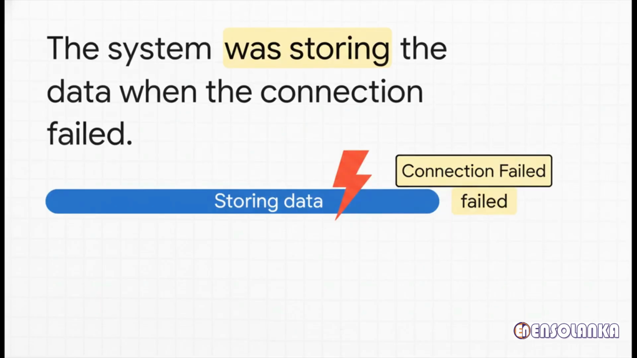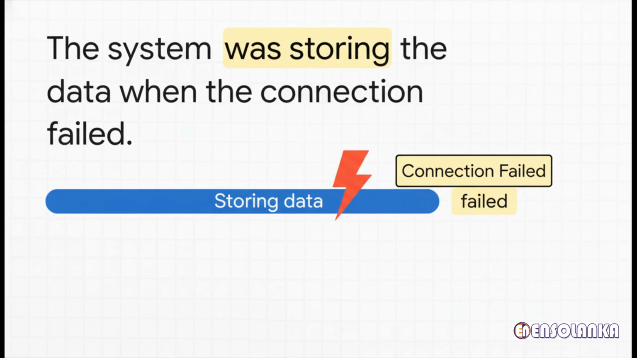And finally, we have this. The system was storing the data when the connection failed. This is the past progressive. And this one tells a much more interesting story. It sets the scene, right? An action was in progress, and then something else happened that interrupted it. Getting this right is absolutely critical for figuring out the root cause of a problem.